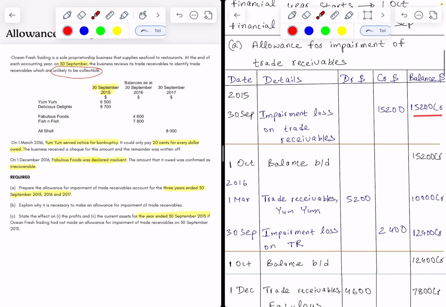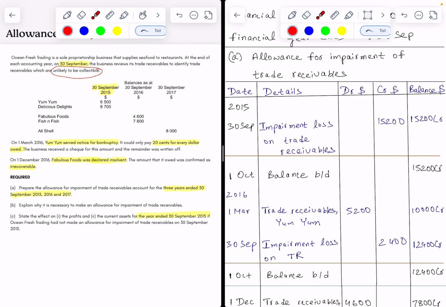So we want to transfer this ending balance of 15,200 credit as the opening balance in the next financial year, starting 1 October 2015. All right. You can see that I have drawn a line here to make sure you understand that we're working with different financial years. Okay. So in 1 October 2015, we're starting with an opening balance of 15,200 credit.